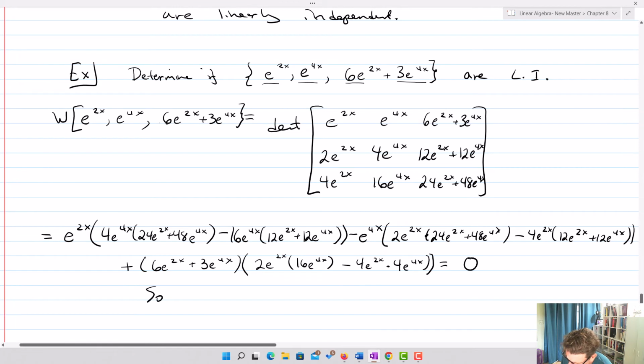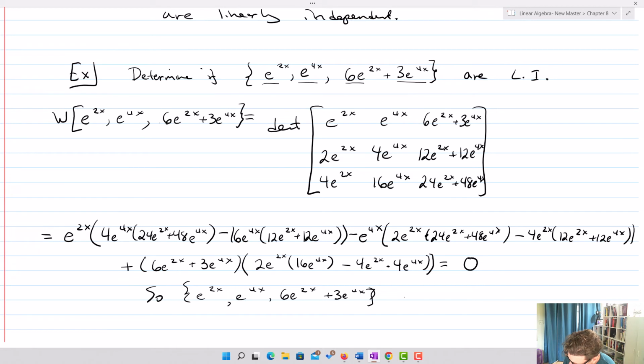So what that means is that e to the 2x, e to the 4x, and 6e to the 2x plus 3e to the 4x are linearly dependent because their Wronskian ends up equaling 0.